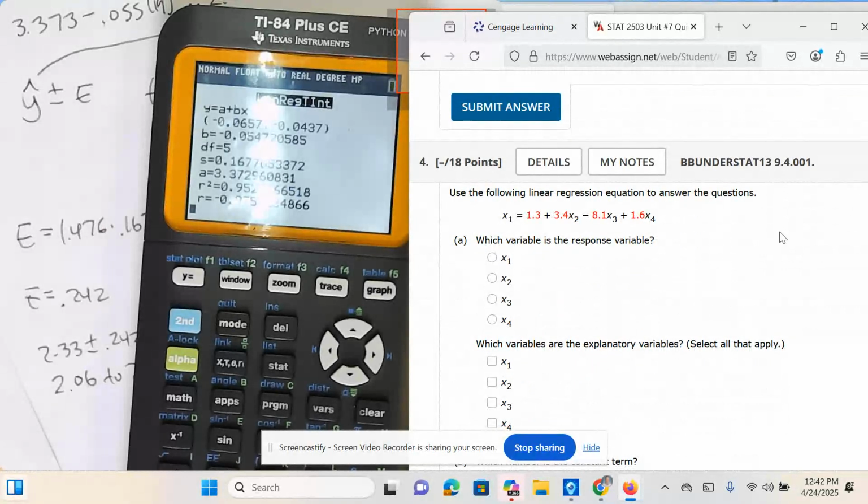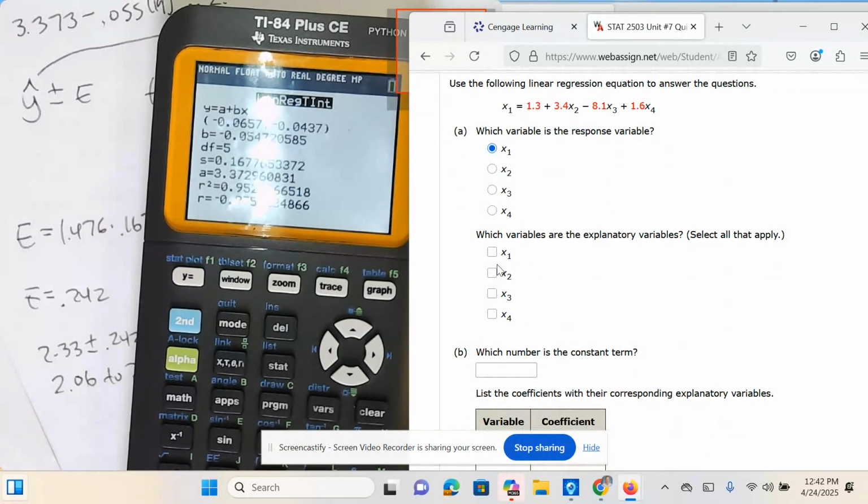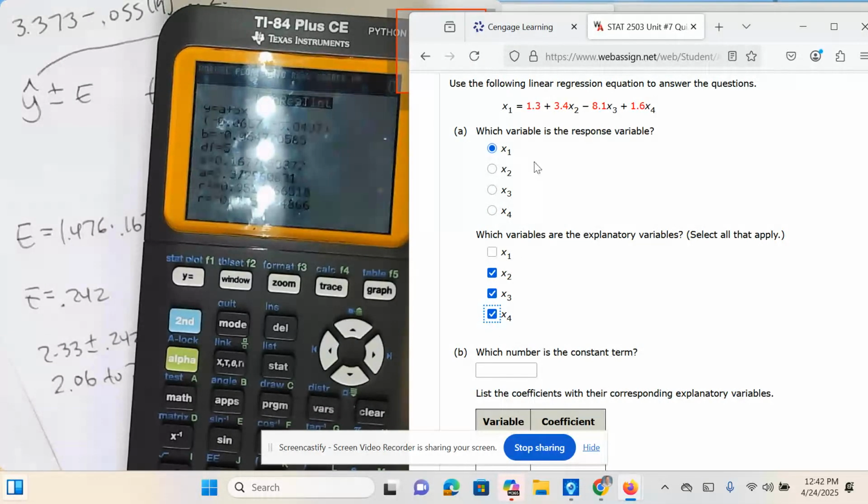Okay, use the following linear regression equation to answer the questions. Which one's the response variable? The response is what it's equal to, so it'd be x1. The explanatory variables are on the other side, so these are like your x's. So in multiple regression, we have multiple explanatory variables: x2, x3, x4. What's the constant in the term? The constant is the term that does not have a variable attached to it. That's 1.3.